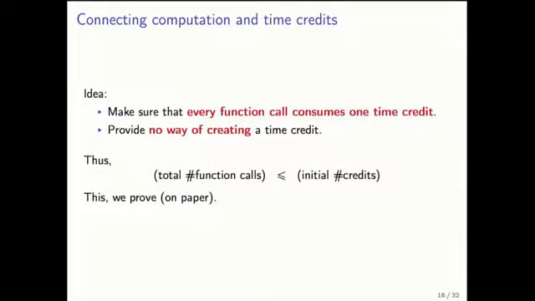Okay, so to connect these time credits with actual computation steps, what we say is very simple. It's just that every function call consumes 1 credit. And if there are any loops in the program, we just view them as recursive functions. So we only need this rule. Every function call costs 1. And also we provide no way of creating new credits.